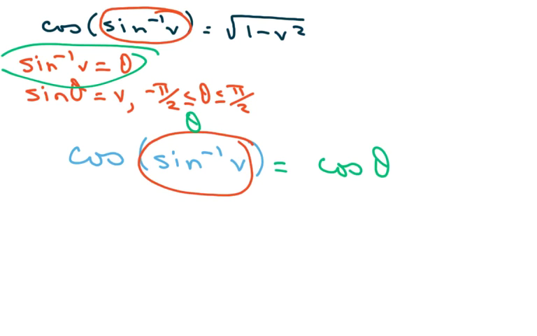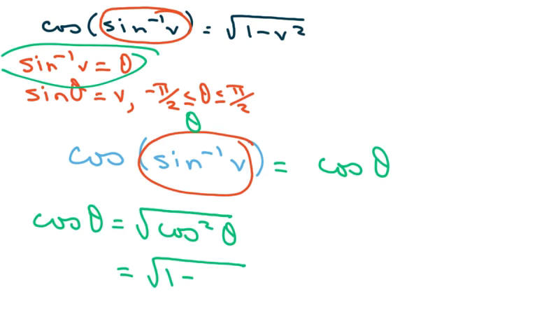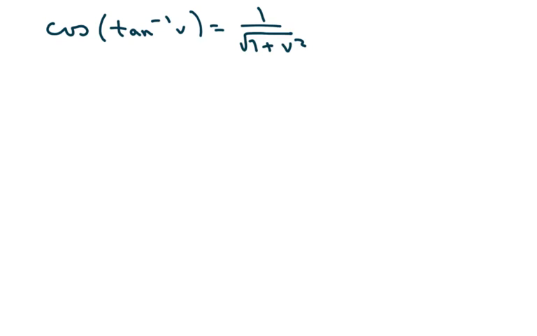I know that I can write cosine as the square root of cosine squared, which is the same as the square root of 1 minus sine squared. Well, I know that sine equals v, so I'm going to write this as 1 minus v squared instead of sine squared. And the last one is this one.